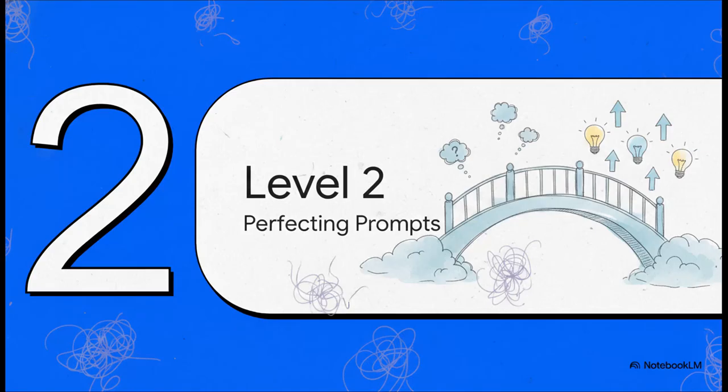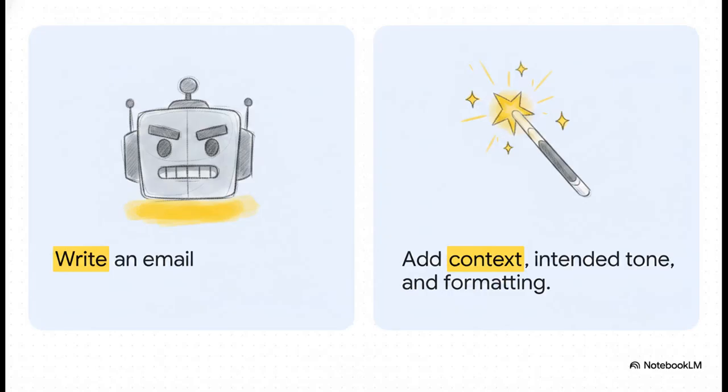Moving right along to level 2, perfecting your prompts. This is where we cross that bridge from a beginner to a true power user. The biggest trap people fall into is assuming the AI can just read their mind. Check out this contrast. A beginner just types, write an email, and obviously they get a boring cookie-cutter response.